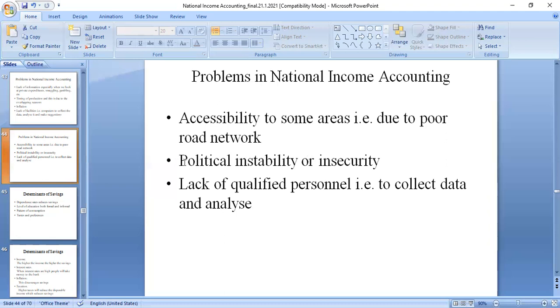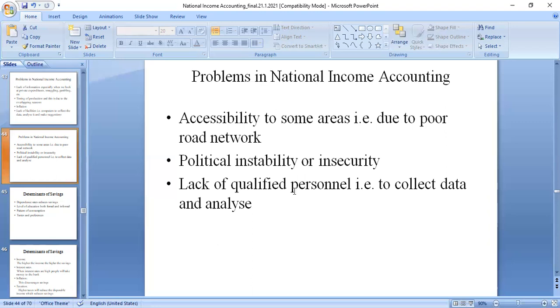So literally, political stability has a lot to do with determining how well these national income figures are taken. Because you cannot say we are going to get data from these businesses, from these sectors, when there are gunshots everywhere, there is insecurity. So even political stability is useful for the success of this activity of national income accounting.